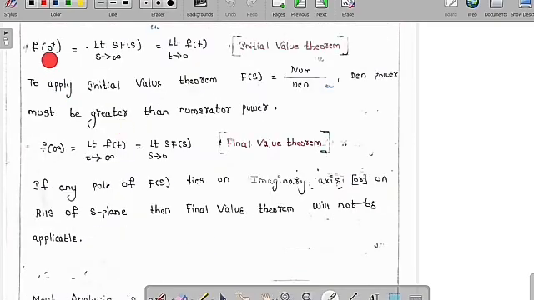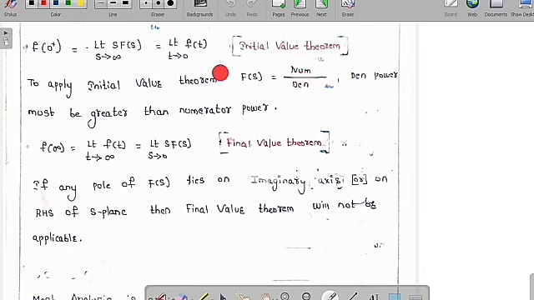So now here I am going to discuss the initial value theorem and the final value theorem. The initial value theorem is f of 0 plus is equal to limit s tends to infinity s into F of s, or limit t tends to 0 f of t. This is called the initial value theorem. To apply the initial value theorem, in F of s the denominator power should be greater than the numerator power. Then only you can apply the initial value theorem.